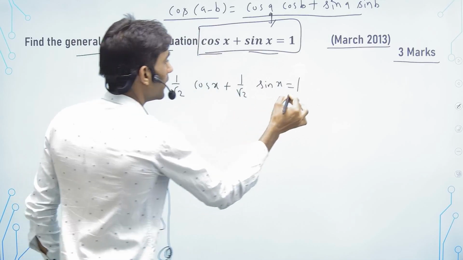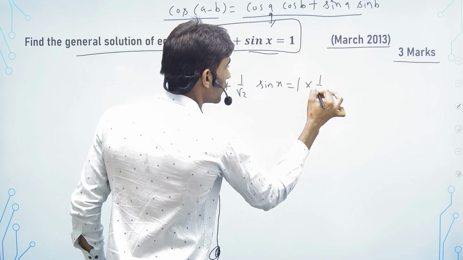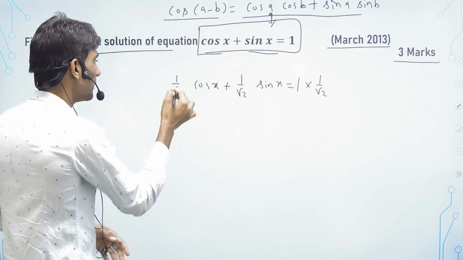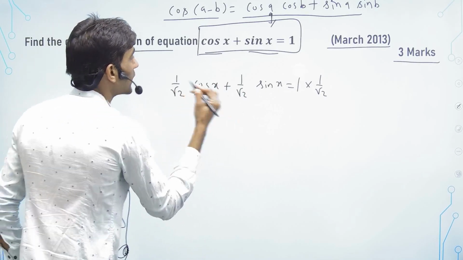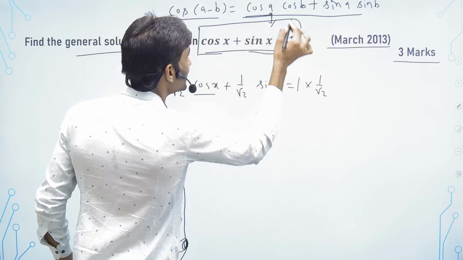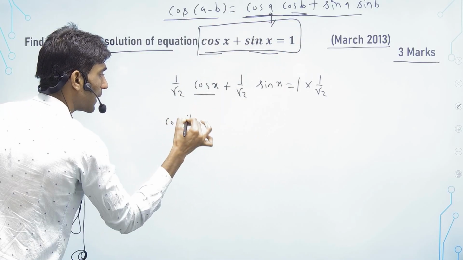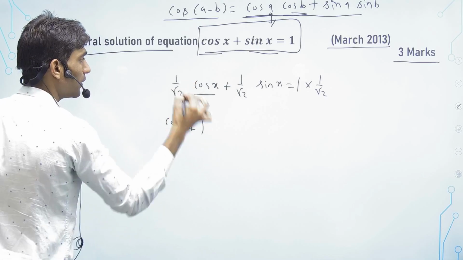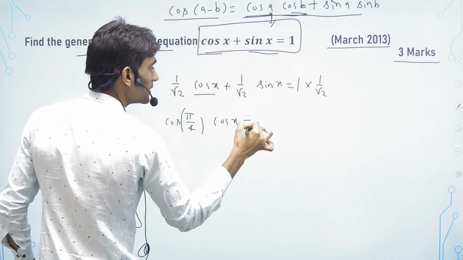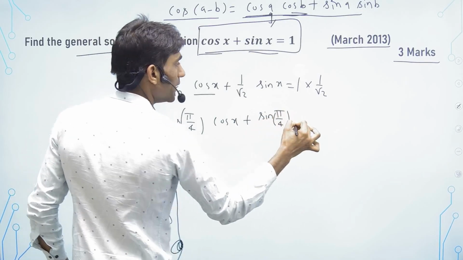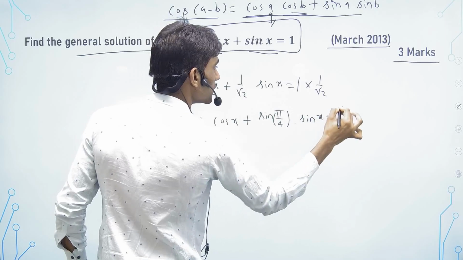And 1 is multiplied by 1 by root 2. What we have done is multiplied 1 by root 2 throughout the steps. So we have here cos x. Now we can see that one cos term is there, and we want another term for cos. So one 1 by root 2 we can write as cos of pi by 4. Again, cos of x plus sin of pi by 4 into sin of x is equal to 1 by root 2.